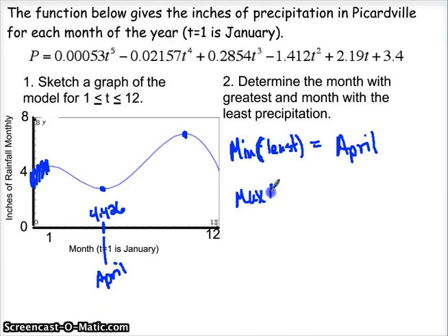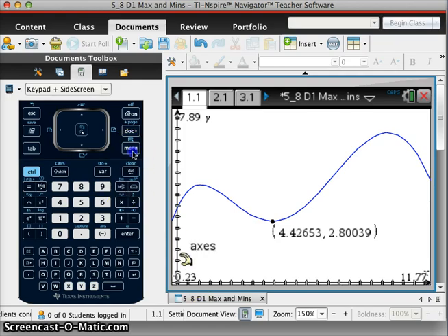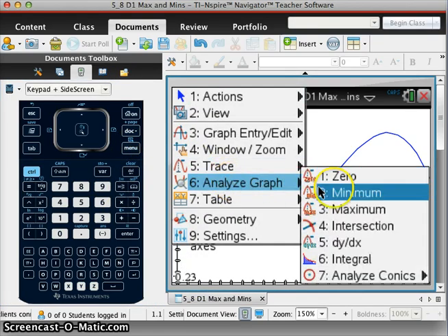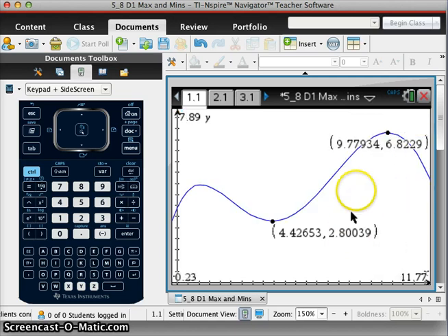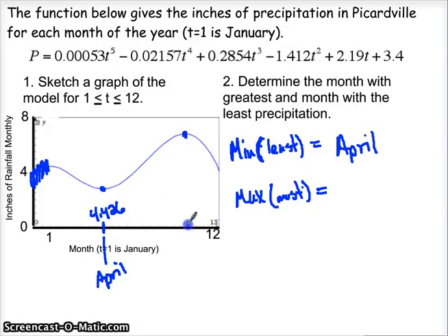Now let's go find the maximum or the most rainfall that will happen. So again, we think it's somewhere over in this area. We can go to our calculators, Menu, Analyze, Maximum, and again, click twice, and we should find out that at 9.779, or during the month of September, we get the maximum rainfall.